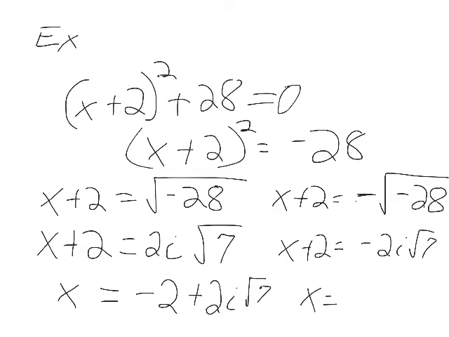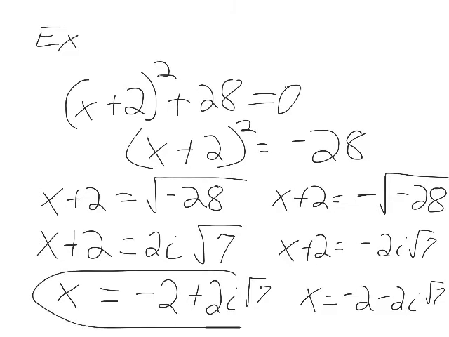X is also going to be equal to negative 2 minus 2i on the square root of 7. And there's your two answers there. Okay, so we've got two-part complex numbers that we get for answers for that one. And that's probably about the most complicated type that you'll see of this type of problem in your homework.